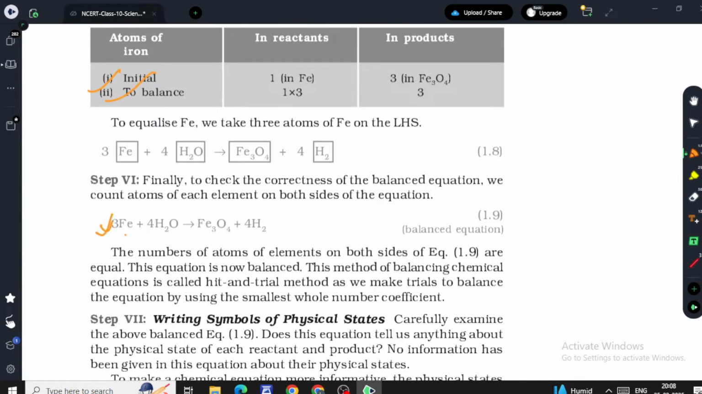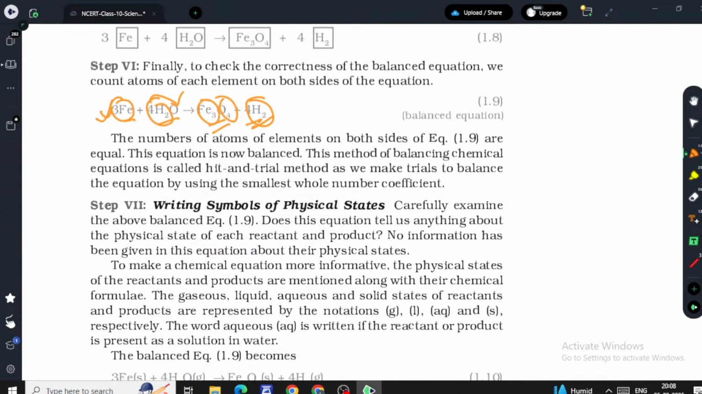And finally, 3Fe plus 4H2O equals Fe3O4 plus 4H2. So there are 8 hydrogen atoms, 3 iron atoms, and 4 oxygen atoms on each side. The numbers of atoms of the elements on both sides are equal. The equation is balanced. This method of balancing a chemical equation is called the hit and trial method, as we make trials to balance the equation by using the smallest whole number coefficients.